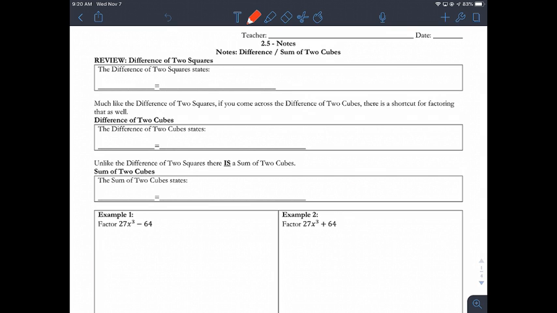Difference of two squares stated simply that a squared minus b squared is equal to a minus b multiplied by a plus b. All right, so for example, if we had 4x squared minus 16, then that would be equal to 2x minus 4 multiplied by 2x plus 4.